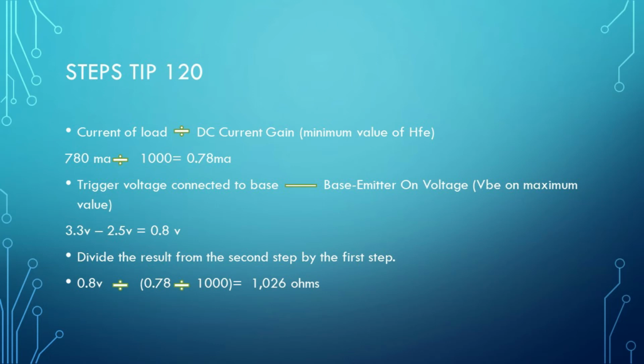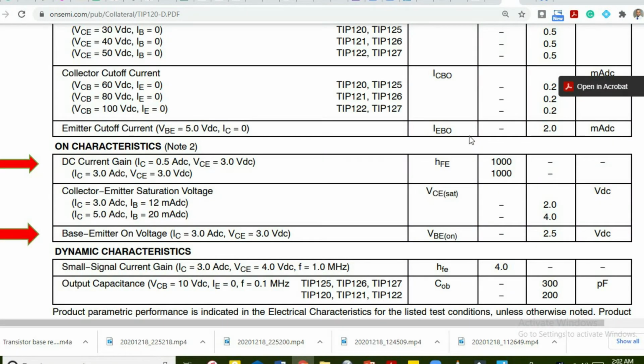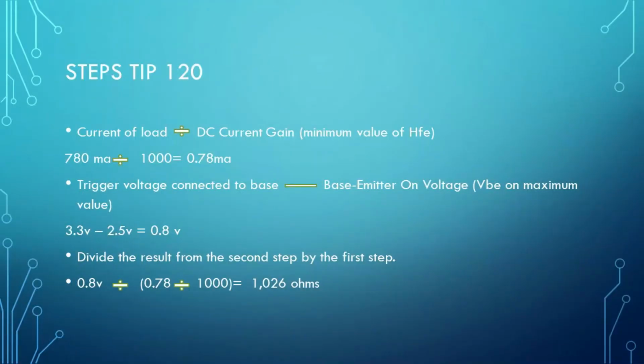So once I have 0.78, I know that my trigger is still 3.3. And looking at the data sheet of the TIP120, I should have 2.5 as the base-emitter on voltage. Forgive me, that's the maximum rating, about 2.5. So that means I'll be subtracting 2.5 from 3.3, which gives me 0.8.